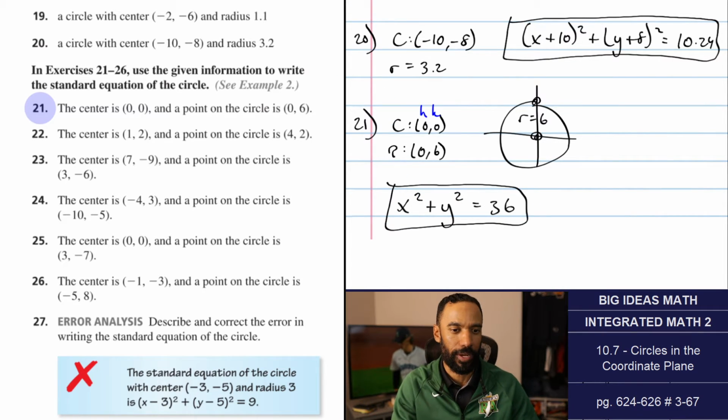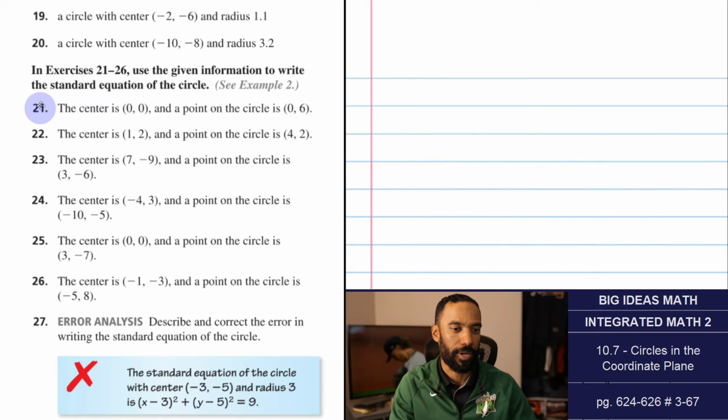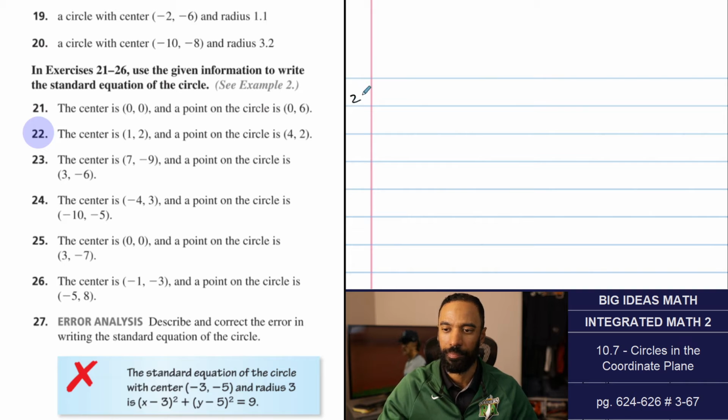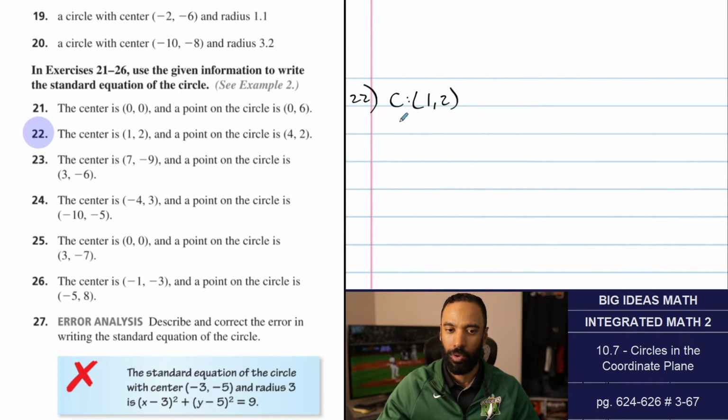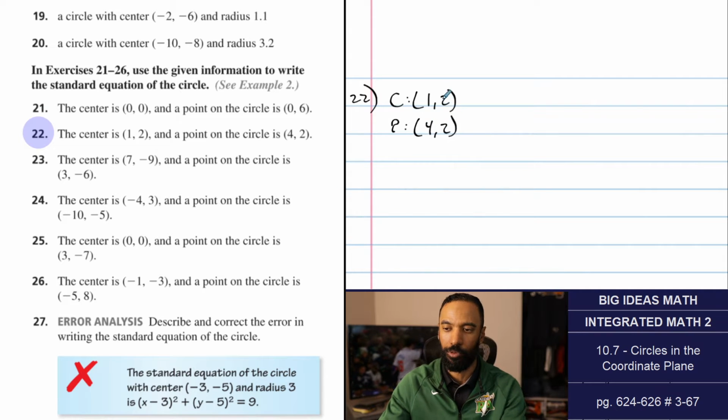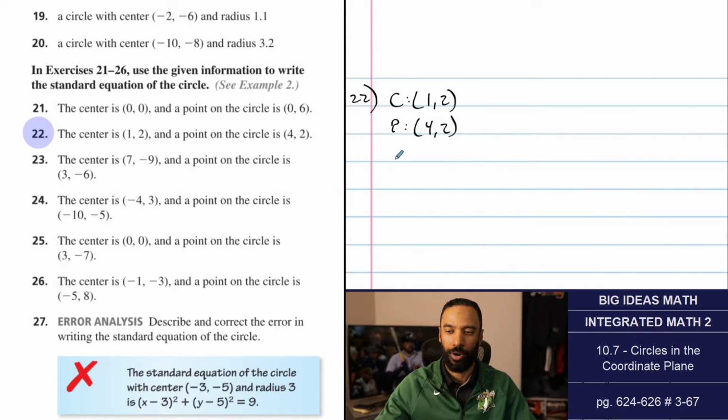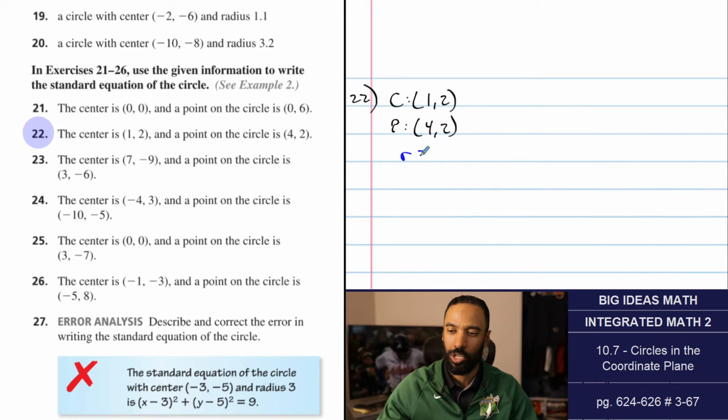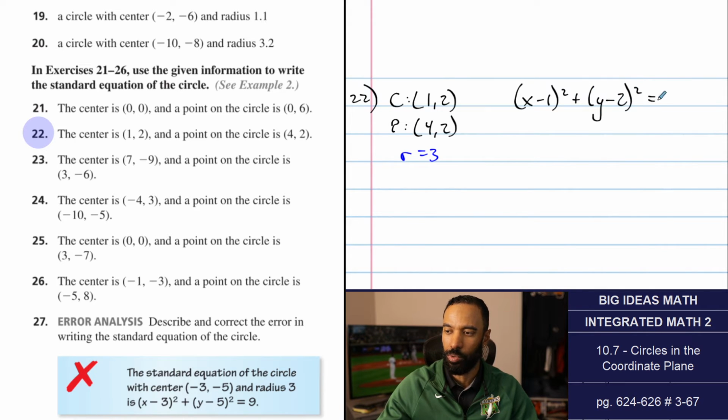Number 22, I'm sure we're going to get one. Not this one, but I'm sure we're going to get some at some point where we kind of have to do more Pythagorean theorem, distance formula, something like that. So number 22, the center is at 1, 2, and it crosses through a point at 4, 2. Now, how far is 1, 2 from 4, 2? The heights are the same. From 1 to 4 is a distance of 3, so your radius is 3. With hk being 1 and 2, this will be x minus 1 squared plus y minus 2 squared equals r squared. 3 squared is 9.